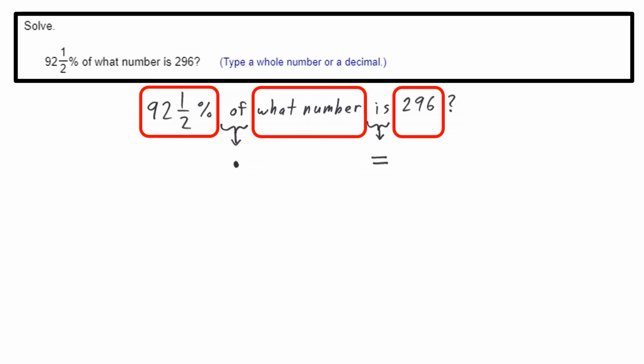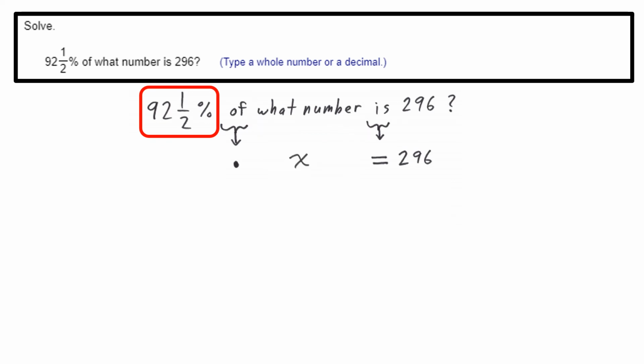Next, we have to look at how these three elements will translate into our mathematical equation. You can do them in any order, so I recommend you start with the ones that you're most confident, which is probably the 296. We just bring it down into our equation. In the middle, it says what number. Since we don't know it, in algebra, we call that x.